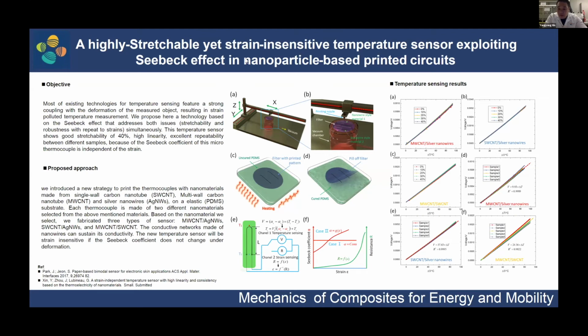But the errors are bigger than the influence of the strain, because when we did the experiments, I think there is error in measuring the temperature. I didn't show it here, but we also fabricated a large scalable electrode array to monitor the temperature distribution on a deformable surface.